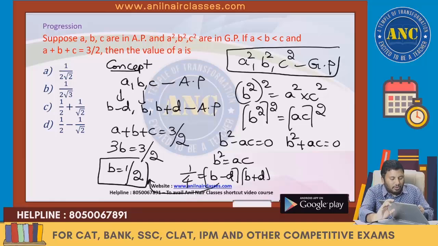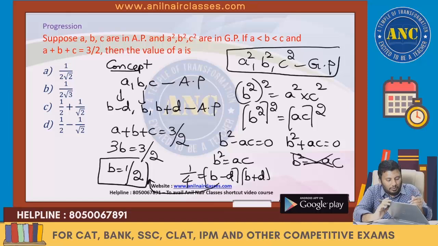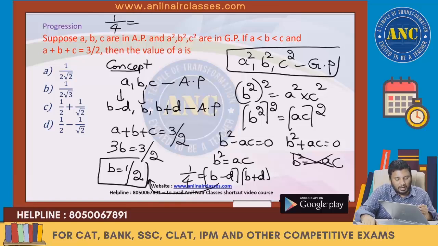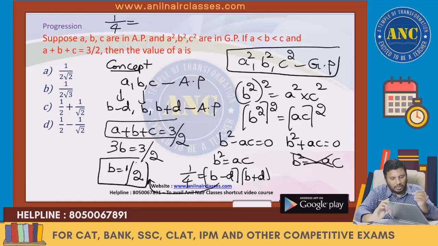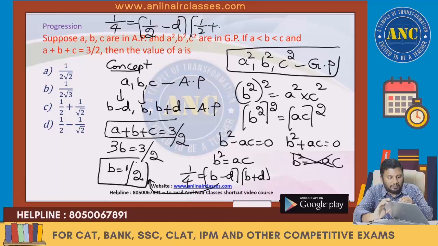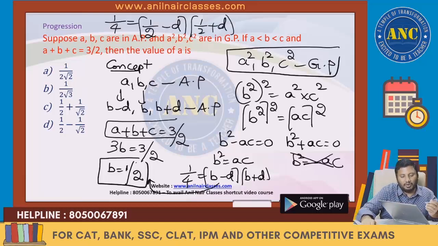B value substitute here. Are you all with me? B square equivalent to minus AC is not possible. So, 1 by 4 equivalent to B square minus D square. I hope the idea is clear, right? A plus B plus C equivalent to 3 by 2, 3B equivalent to 3 by 2, B is nothing but 1 by 2. So, this is nothing but 1 by 2 minus D into 1 by 2 plus D. From there, you will get the value of A and C. I hope the idea is clear.